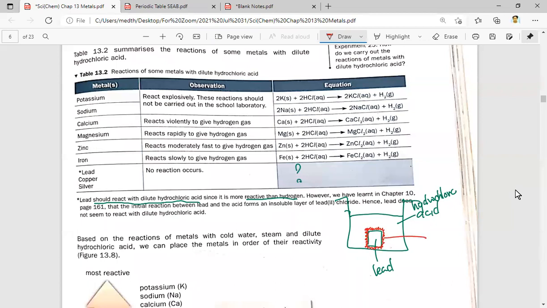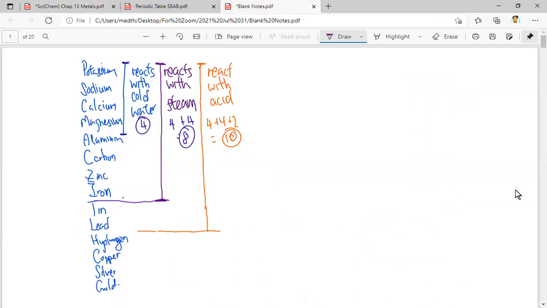This red color solid that's being formed is actually lead(II) chloride. So lead(II) chloride will form around the lead because it's an insoluble salt. Since it forms around it, the lead is no longer exposed to hydrochloric acid and hence it can't react anymore. This is something like sideline info, but do remember, all the way from potassium to lead, they are supposed to be able to react with acid.